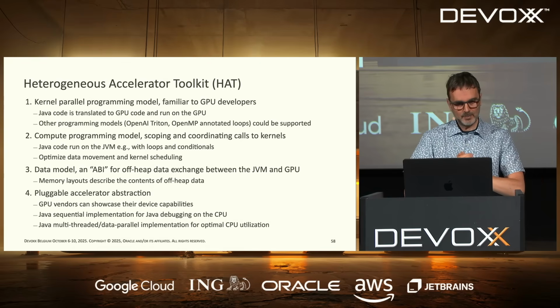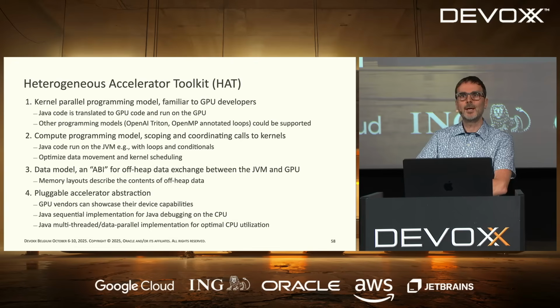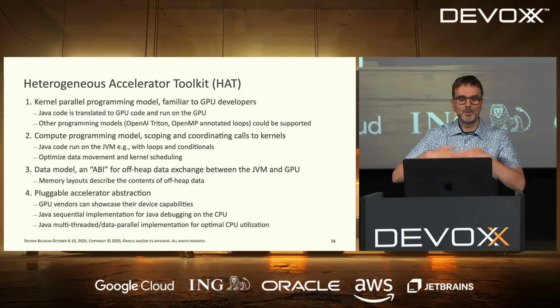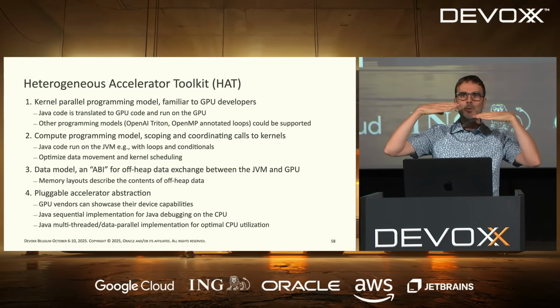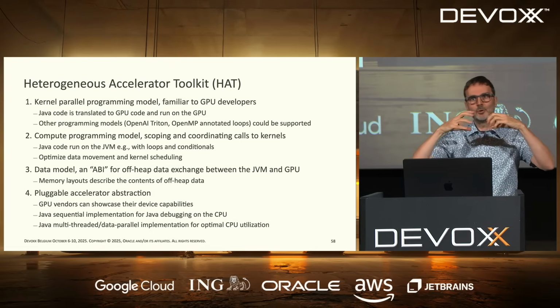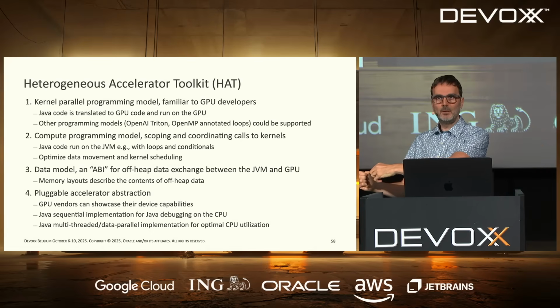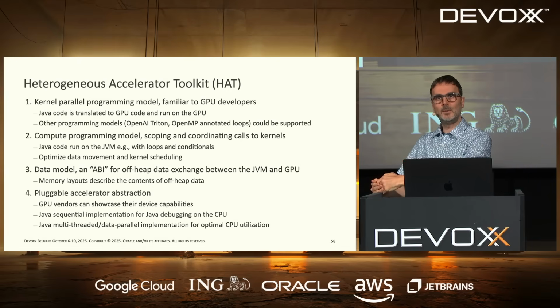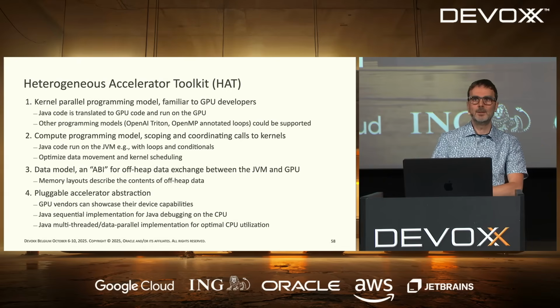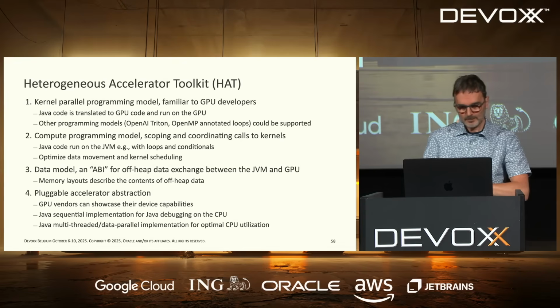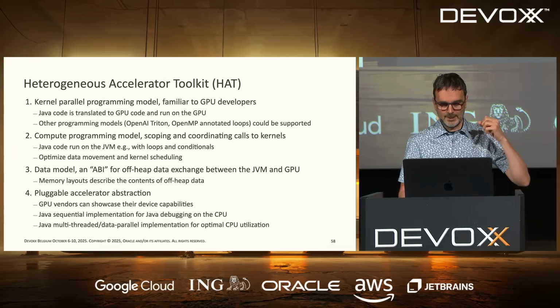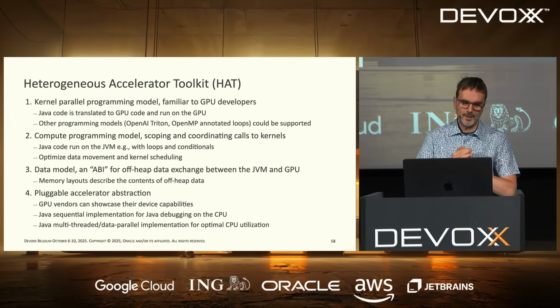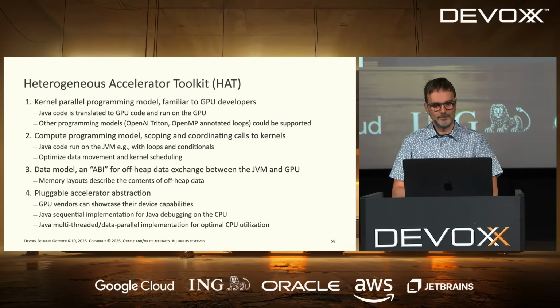And last but not least, and probably most importantly, there's a pluggable accelerator abstraction, so GPU vendors can showcase their device's capabilities. What we'll provide in 1 and 2 is the ability to write Java code that can translate into very efficient GPU code, leveraging all of the hardware capabilities on that GPU. That's the aim. And so it's important that we can engage with GPU vendors that have the knowledge on how to leverage the maximum out of their hardware.